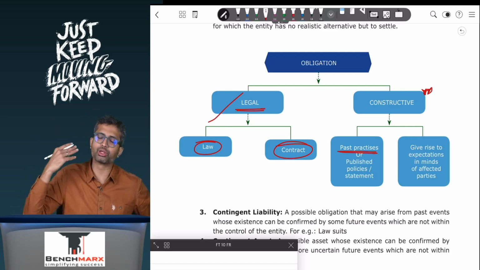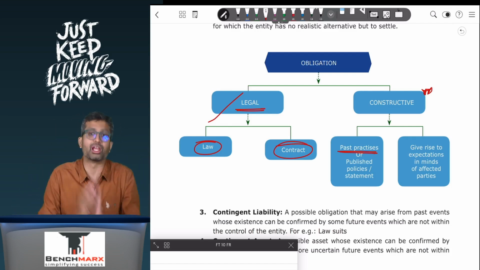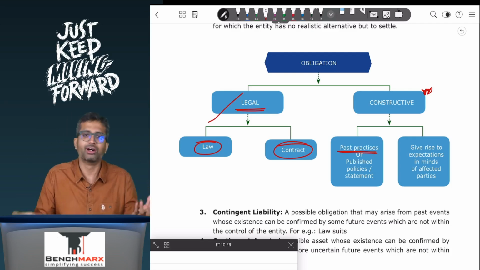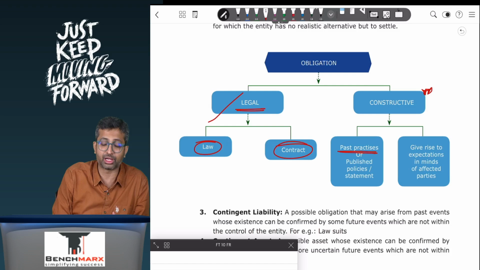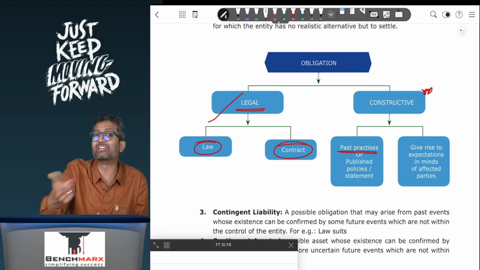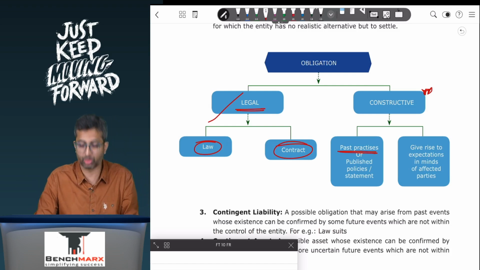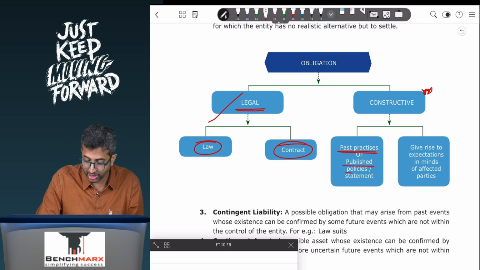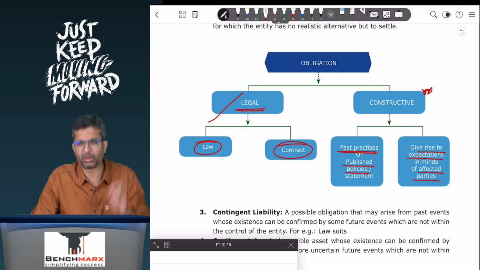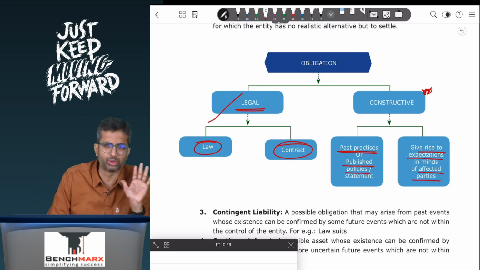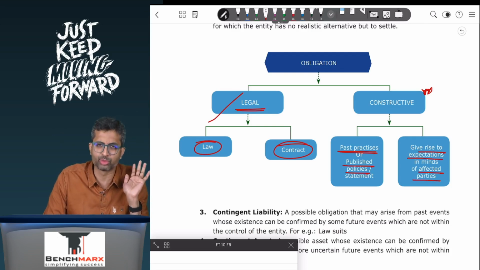We look at our employers, we have done our articleship, we get a box of dry fruits, maybe if we are lucky. So, unfortunately, we don't expect anything from our employers. But let us say if there are employers who are giving, then there is a constructive obligation. Past practices or published policies which give rise to expectation in the minds of the affected parties. As articles, we don't have any expectation. हमको छुट्टी दे दे एग्जाम के लिए, that is more than enough.